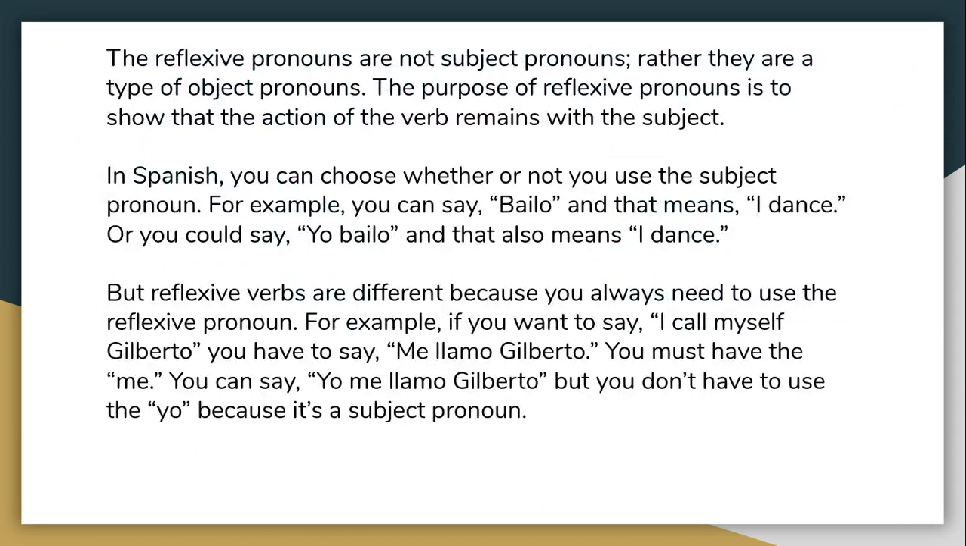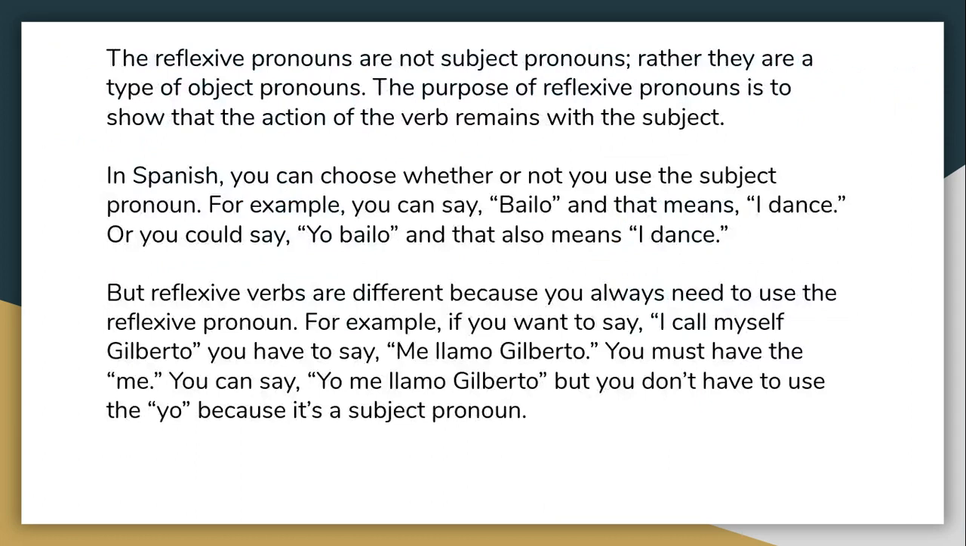The reflexive pronouns are not subject pronouns. Rather, they are a type of object pronouns. The purpose of reflexive pronouns is to show that the action of the verb remains with the subject.